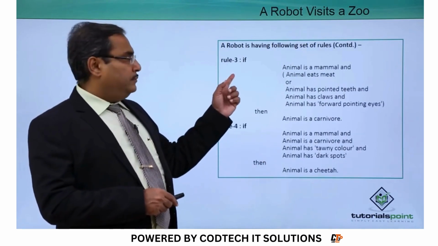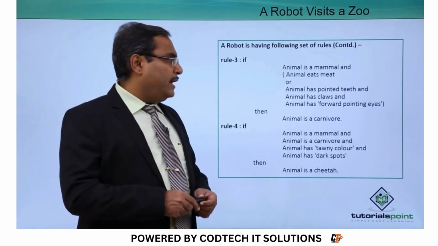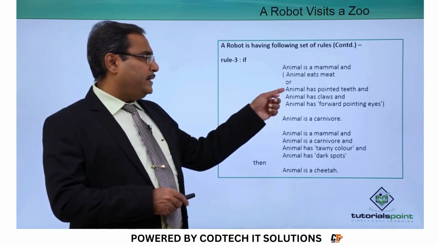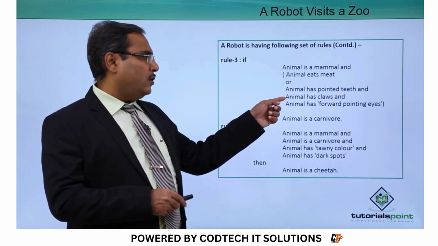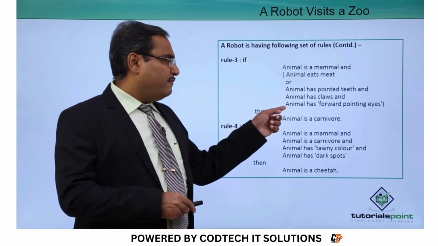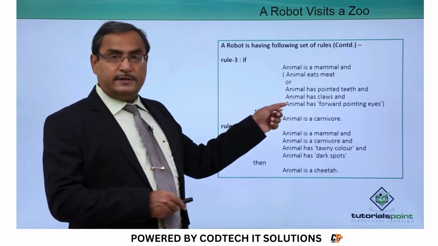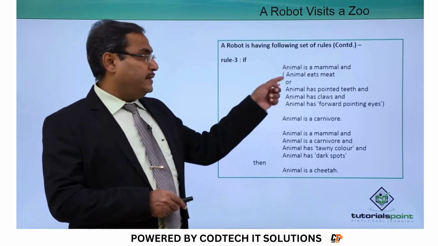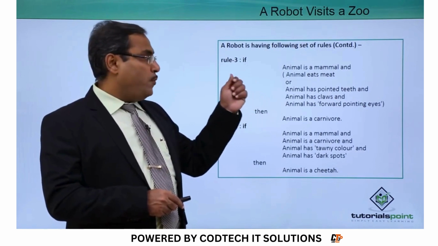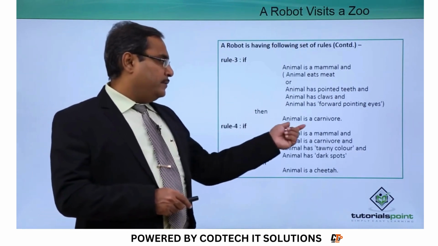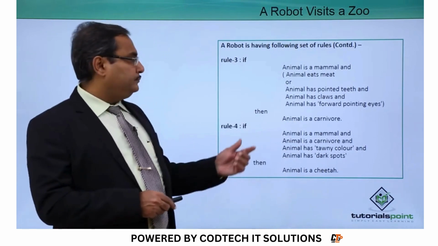Rule number 3: if the animal is a mammal and the animal eats meat, or the animal has pointed teeth and the animal has claws and the animal has forward pointing eyes. So here we have the respective clauses, the respective reasons for which we can tell that this animal is a mammal. Then the animal is a carnivore.